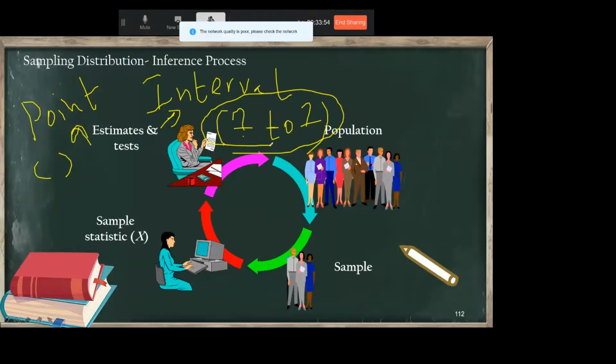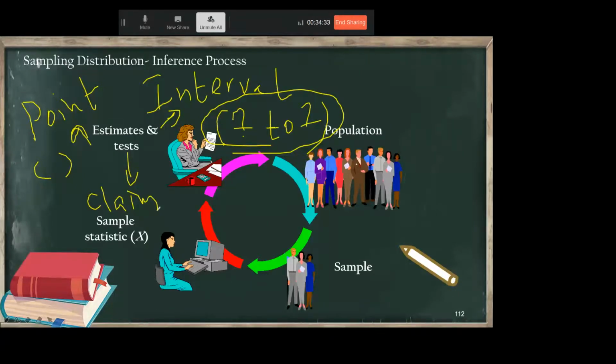Similarly, we can also run a test. For example, if a sales manager is claiming that the average return rate is 5%, we need to test whether his claim is right or not. Test what? Test the claim. His claim can be true, his claim can be false, right? We don't know. We have to test it.